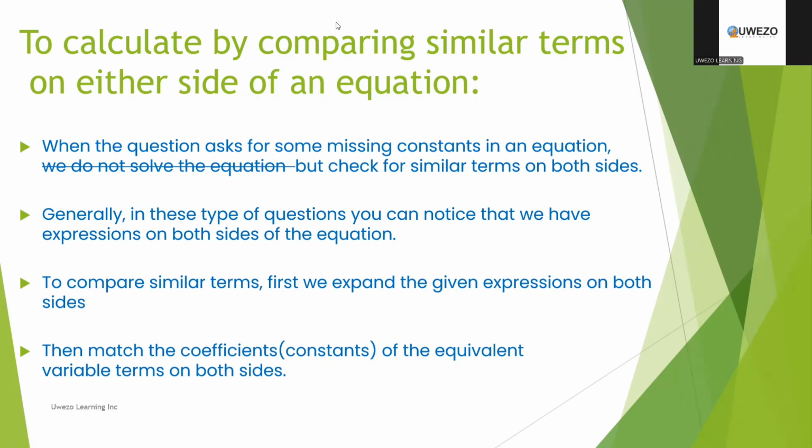The next method is by comparing similar terms. This is also an important strategy in solving equations. Now, the question is going to ask for some missing constants in an equation. So we're not going to solve anything, but we are going to match the similar terms on both sides. So you could see an expression on the LHS and also an expression on the right-hand side. So first, we need to expand on either side, no transferring variables from one side to the other side. And then we simply match the coefficients of the similar terms.